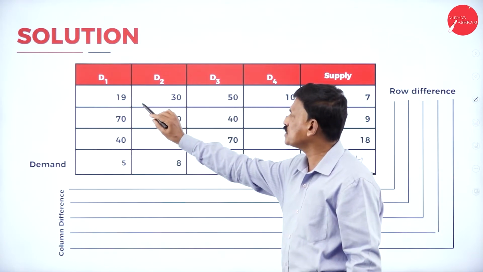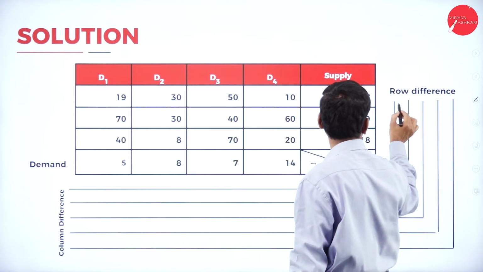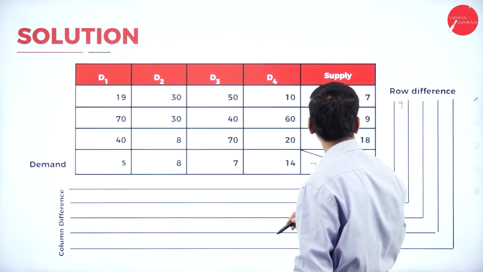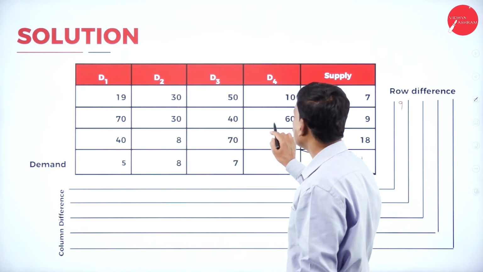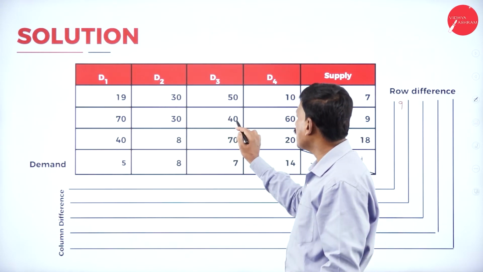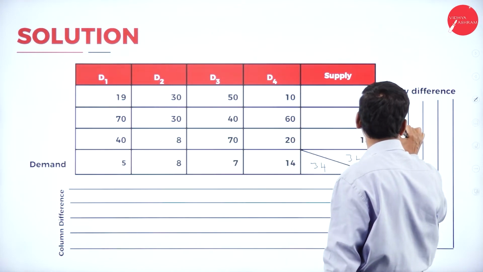Next least value is equal to 19. So the difference between 19 and 10 is 9. 9 is the first least difference. Next, come to the next row. In the second row, the least value is equal to 30. Next least value is 40. 40 minus 30 is equal to 10.